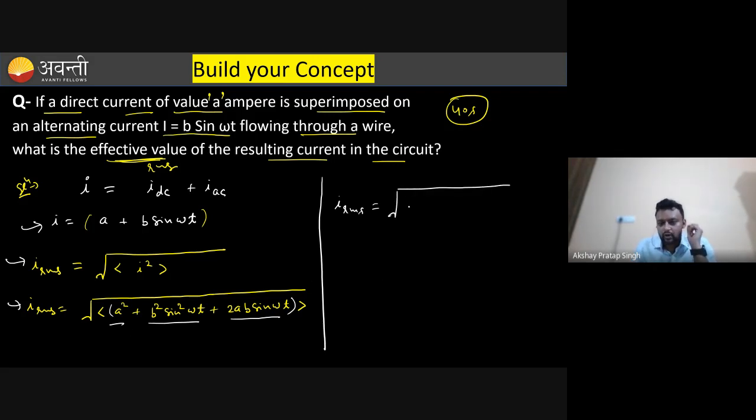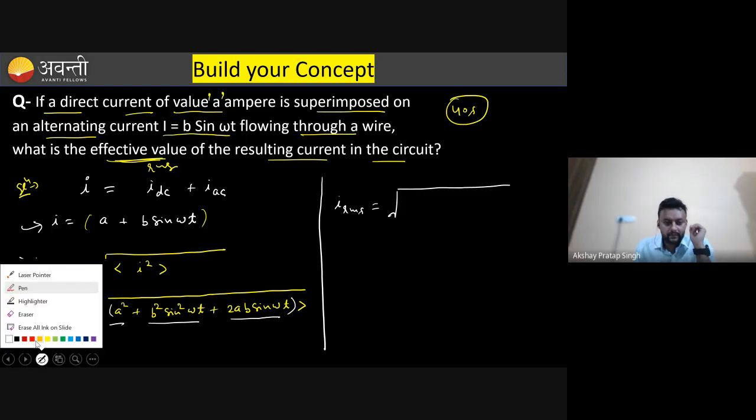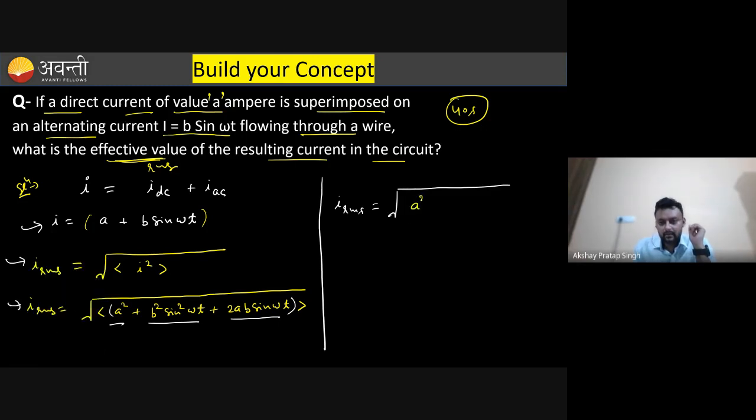Average of a square will not change. It will remain a square. Plus b square is a constant. It will remain b square.